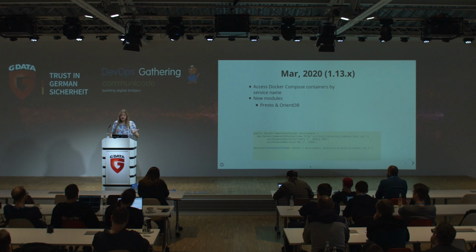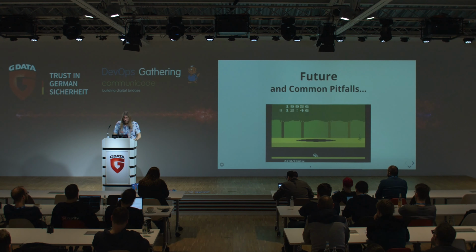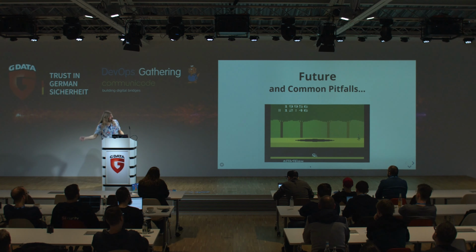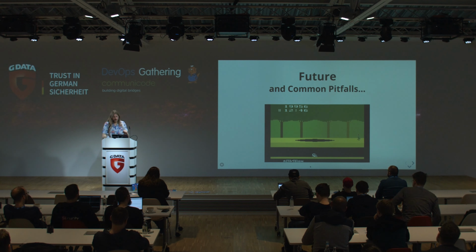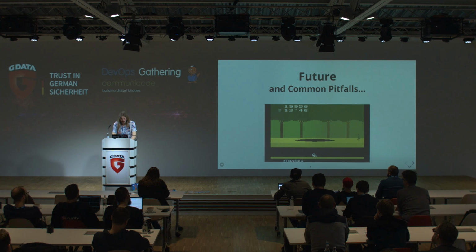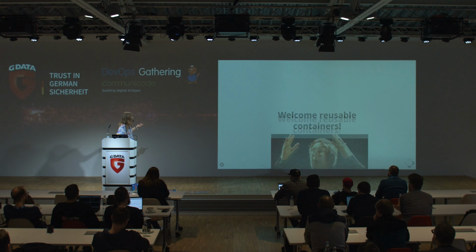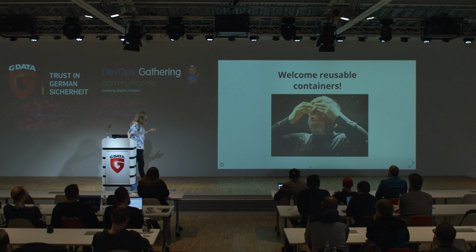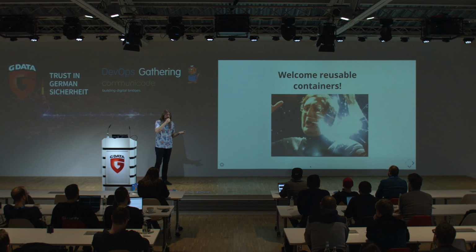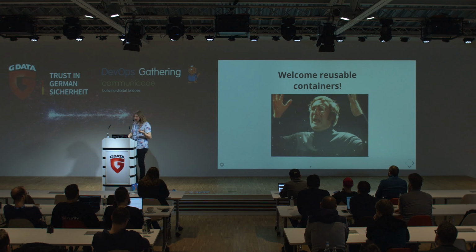Now it's possible and makes the Docker Compose integration even better, with even higher feature parity. Since I'm running out of time, I'll try to quickly wrap up. I will not go into future plans and common pitfalls here, but I want to show you one more thing. As a new feature we now have in the alpha preview, which we call reusable containers.